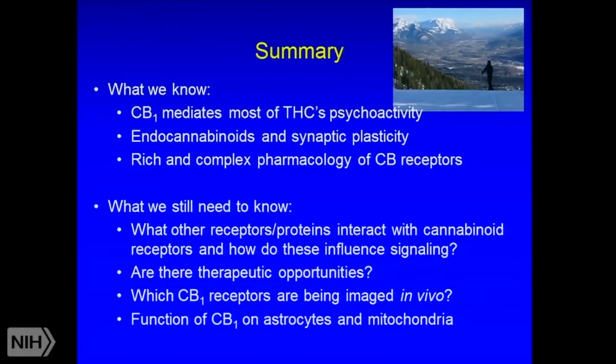The key things that I think we don't know but would be good to know are what other receptors and proteins interact with cannabinoid receptors, and how these influence signaling, such as accessory proteins like CRIP or SGIP1, or heterodimerization with other GPCRs. What are the therapeutic opportunities? Which CB1 receptors are being imaged in vivo? Remember, I showed you the bulk of the CB1 receptors are on inhibitory neurons. Those are the ones that we see in most imaging studies. However, the low fraction that are in excitatory neurons or cholinergic neurons are incredibly important functionally, but we don't see those in our imaging studies.